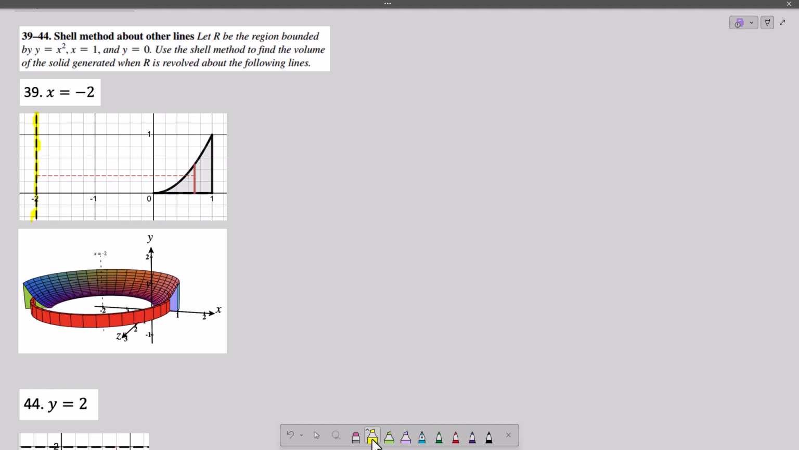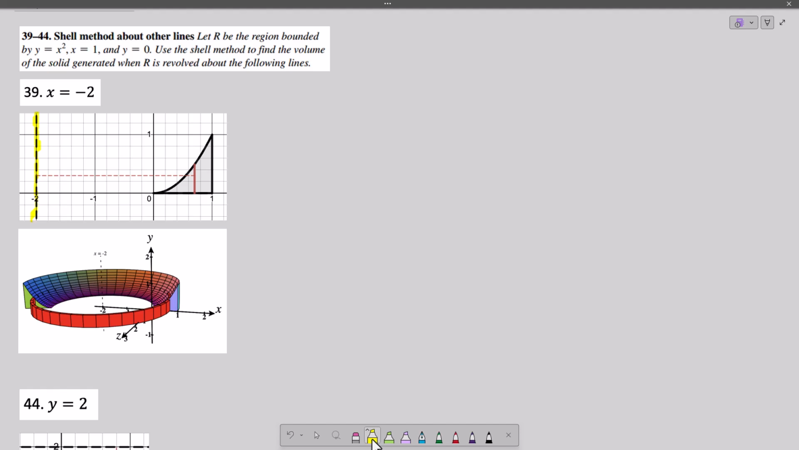So this part is super important. If you want a shell, your representative rectangle, your representative element, whatever you want to refer to it as, has to be parallel. To create a cylinder, the element and the axis have to be parallel. If they're perpendicular, you're going to create a washer if there's a gap, or a disk if there's no gap. Right? So if we want to create a cylinder, parallel.